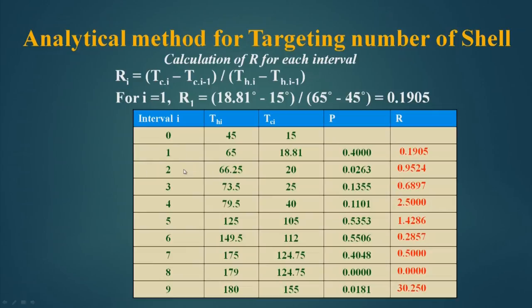For this interval 2, we will use these 2 data and these 2 data, and for this third interval, we will use these 2 data and these 2 data, and for the fourth interval, we will use this 4 data. That means fourth row data and third row data, and for fifth, we will use fifth row data, these 2 data and these 2 data, and so on and so forth. For ninth, we will use these 2 data and these 2 data. In this manner, we can find out the value of R. Now, once P and R are known, the next stage will be to find out the value of the number of cells.